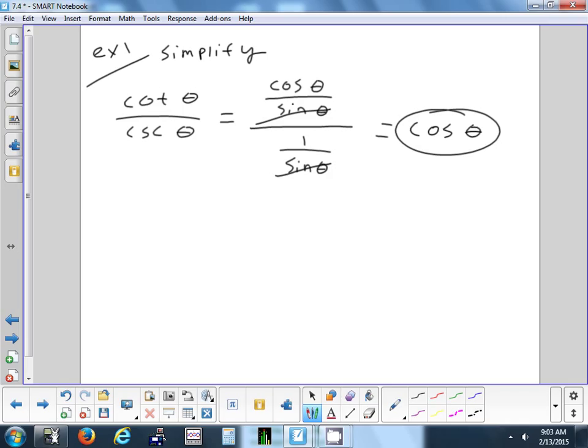So if somebody asked you to take the cotangent of any angle and divide it by the cosecant of the same angle, that's the same as just taking the cosine. And that expression is a lot easier to work with than that one. Okay, questions on that? All right, so that's a very easy identity. That's considered probably a very, very easy one. Pretty much two steps, and then you're done.